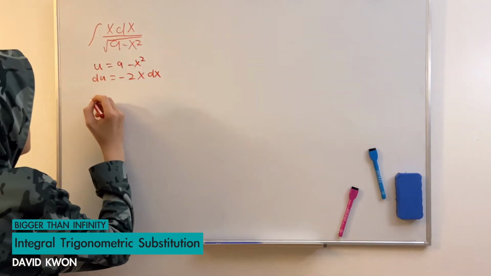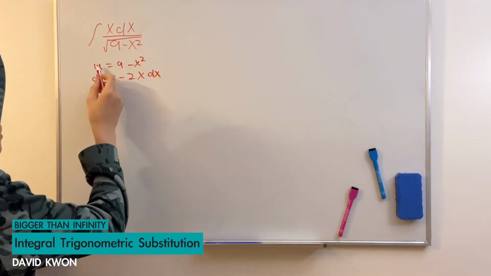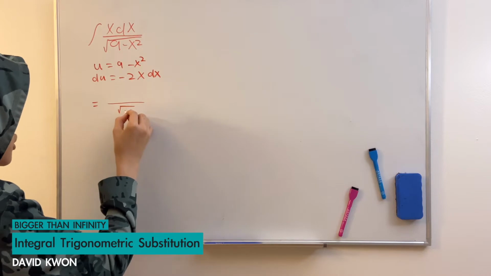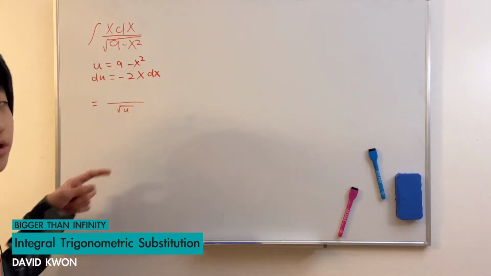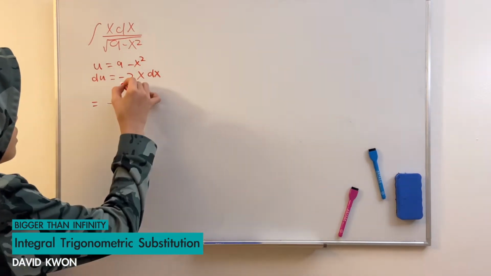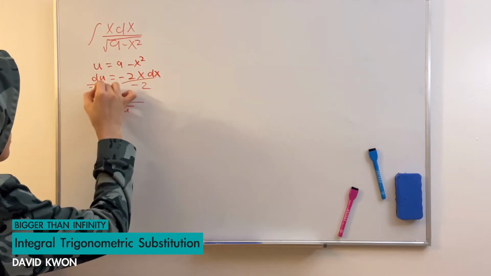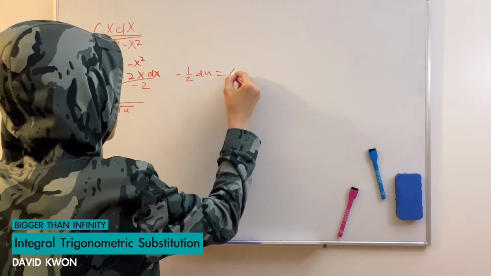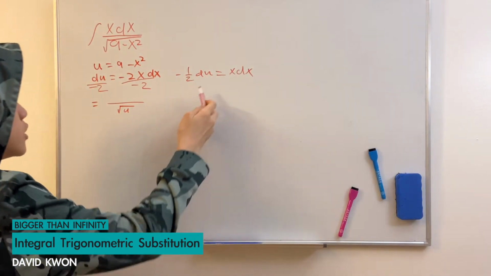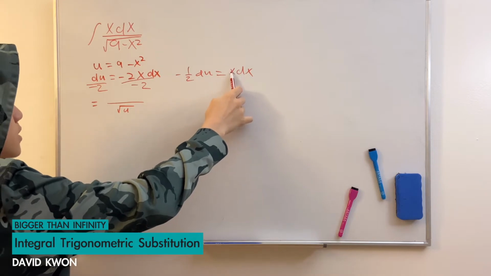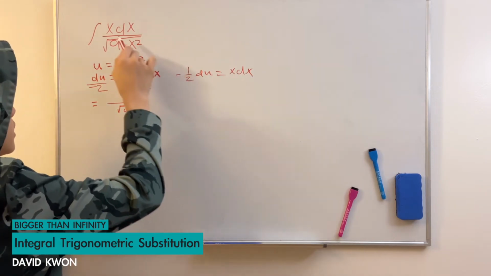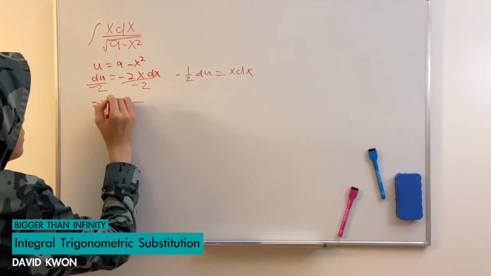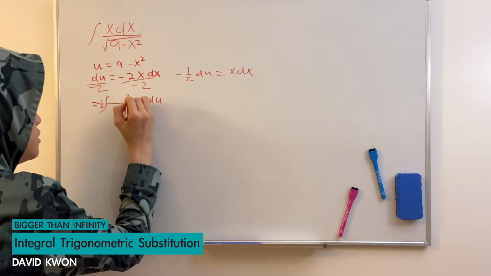Right now we just do some substitutions. u is 9 minus x squared, so the bottom can be switched to the square root of u. I will first divide by minus 2 on the du side. Now we can remove x times dx from here and replace it with minus 1 over 2 of the integral du.